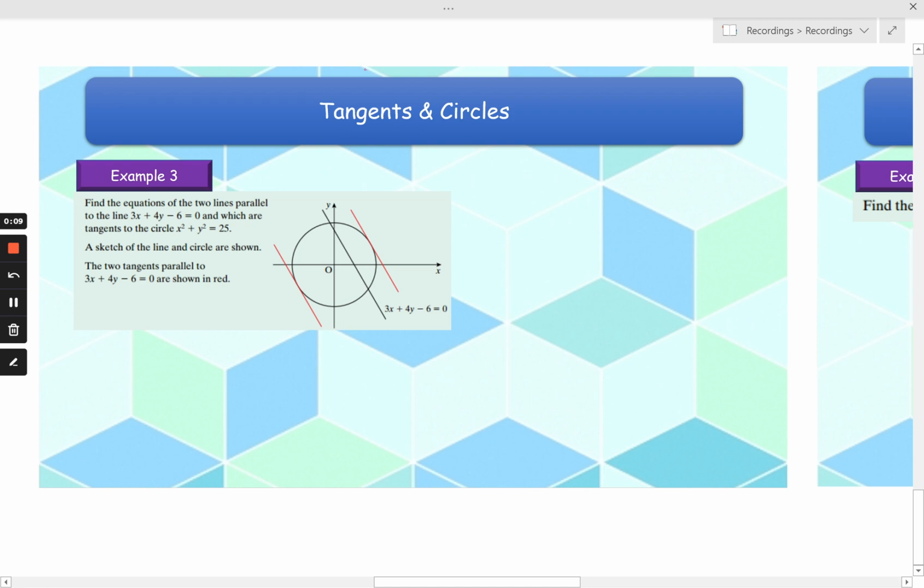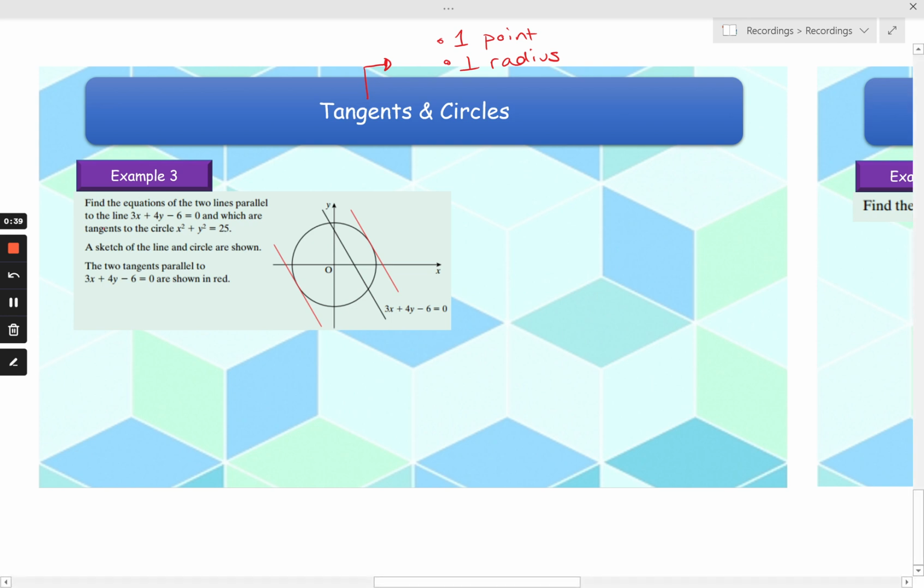Now, in our first tutorial on tangents and circles, remember, a tangent is a line that intersects a circle at one point and is perpendicular to the radius. So a tangent is a line that intersects a circle at one point and is perpendicular to the radius. Both of these properties are going to be very important as we go through the next three examples.